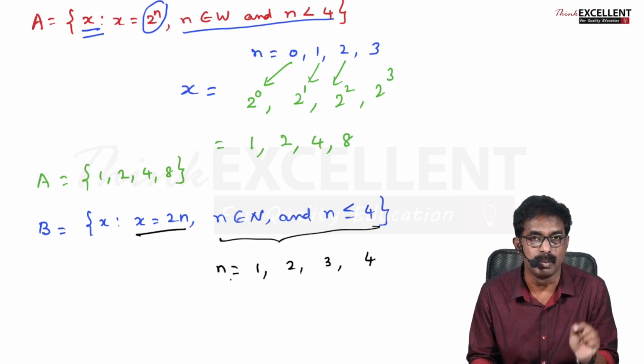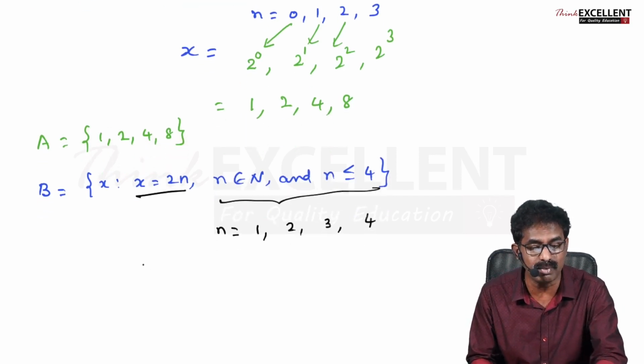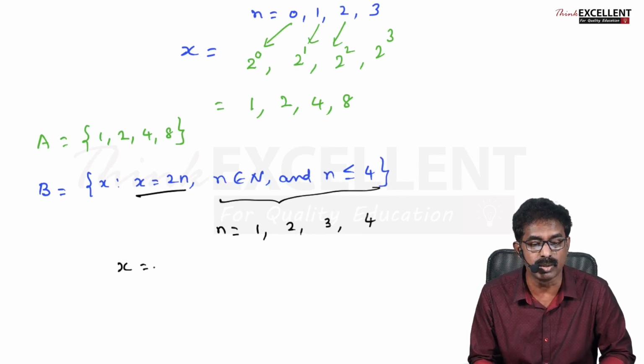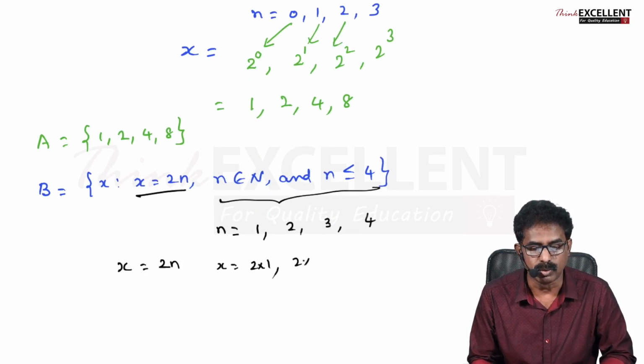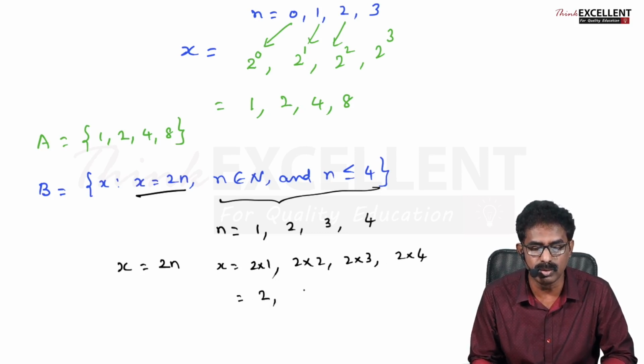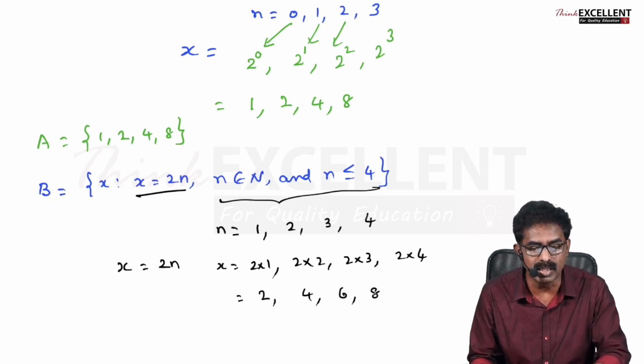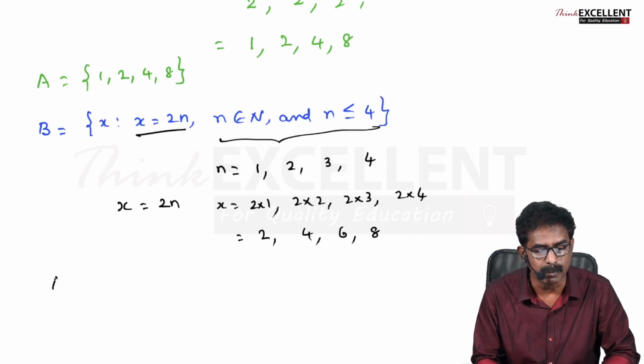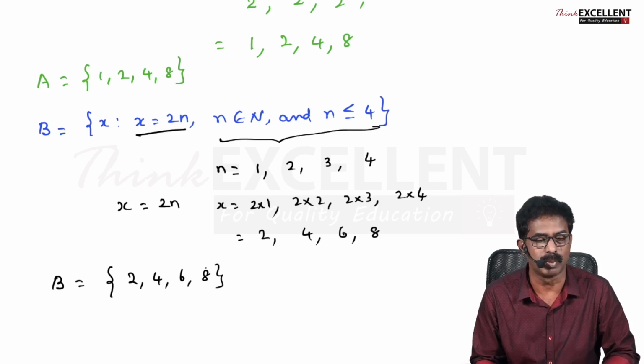Don't take it as B. B is the set of x. So now you have to find the x value. x is equal to 2 times n. So the x values are 2 into 1, the first value, second value 2 into 2, 2 into 3, 2 into 4. What is 2 into 1? 2. 2 into 2? 4. 2 into 3? 6. 2 into 4? 8. So these are the values of B. So B equal to 2, 4, 6, 8. Okay, hope you understood this.